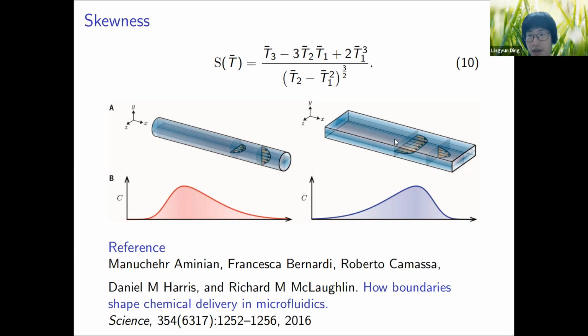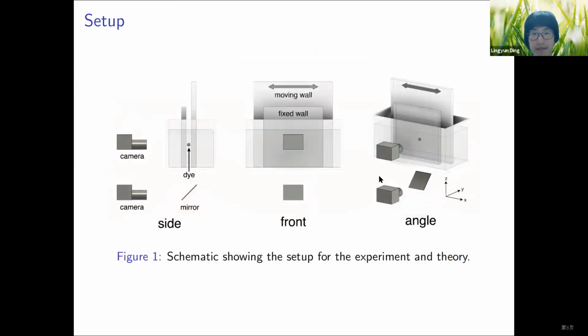However, if you use a rectangular pipe to transport the solute, the distribution is skewed to the right, and this time the skewness is negative. I think that is very interesting. It means that if you have some desired distribution in a chemical delivery problem, you can simply control it by choosing a suitable geometry of the pipe. That's why we're interested in studying the skewness in the solute transport problem. So that is the background of this study.